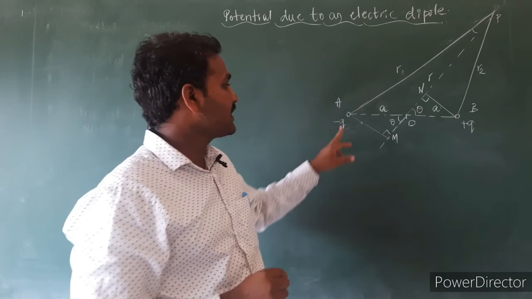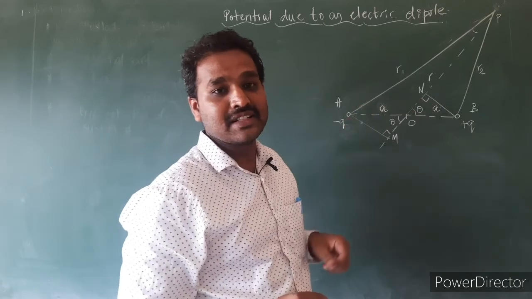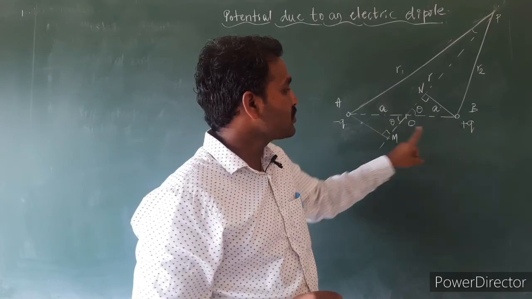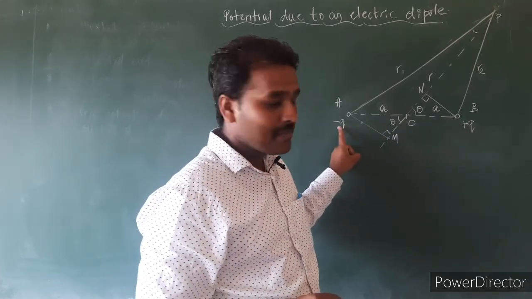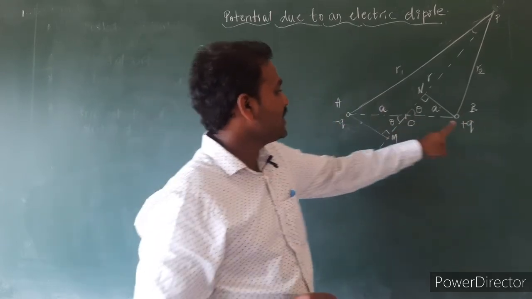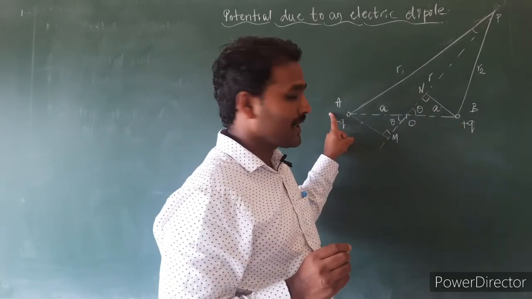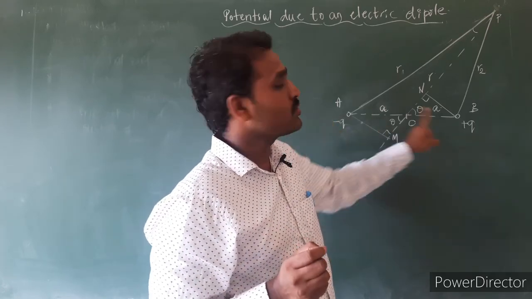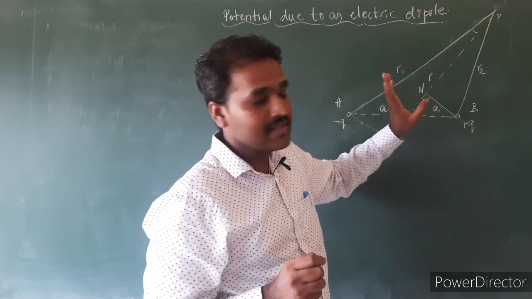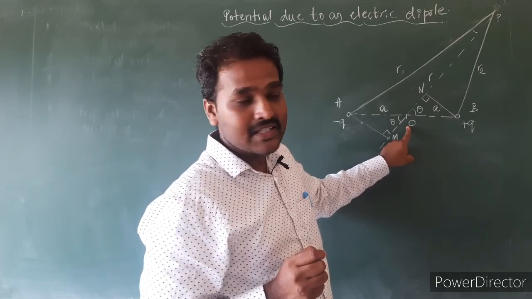As we know, an electric dipole is a system of two equal and opposite charges which are placed at a certain distance. So in this figure, AB represents the electric dipole with charges of magnitude plus q and minus q placed at points B and A respectively. At B I have the charge plus q, and at A I have the charge minus q, and the distance between these two charges, that is the dipole length, we shall take as 2a.